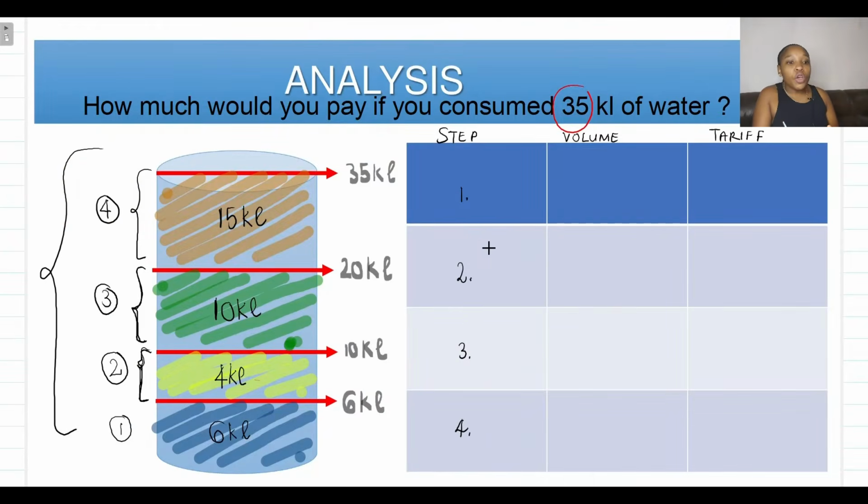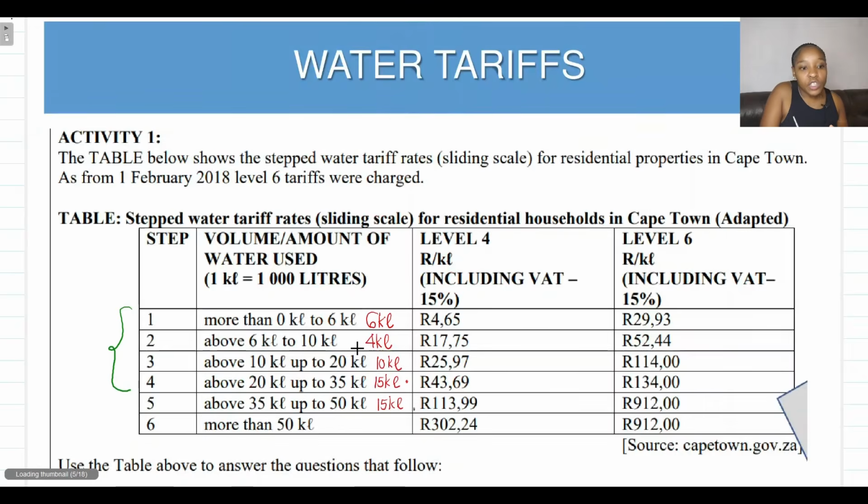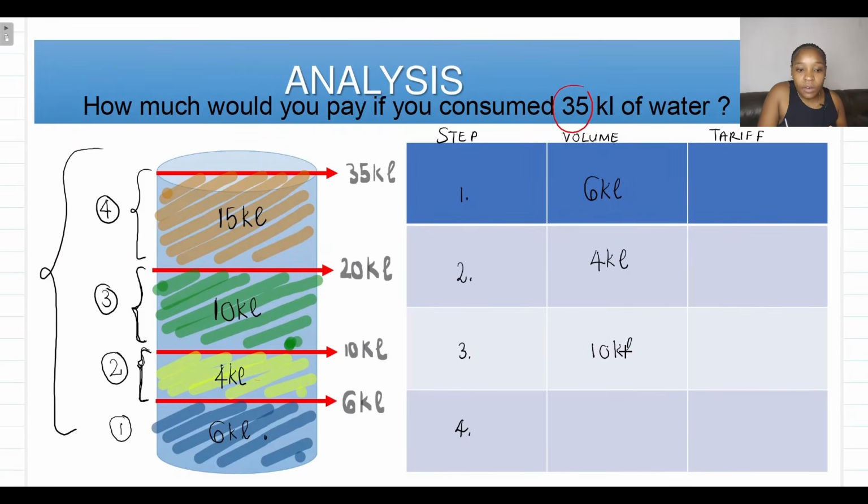So in the first step, like I mentioned, how many kiloliters of water is consumed? It's 6 kiloliters of water. In the second step, how many kiloliters of water? It's 4 kiloliters of water. In the third step, how many kiloliters of water is consumed? It's 10 kiloliters of water. And in the fourth step, how many kiloliters of water is consumed? It's 15 kiloliters of water.